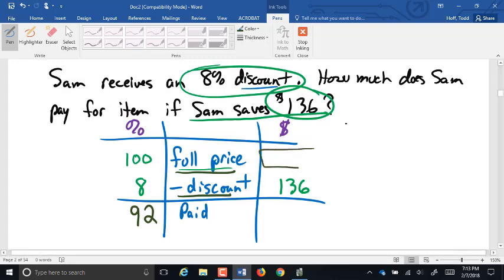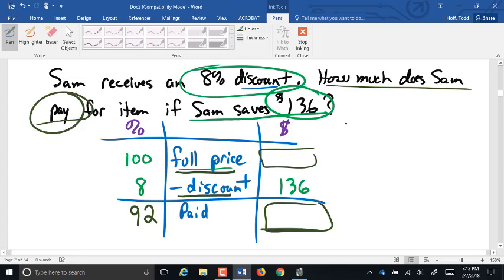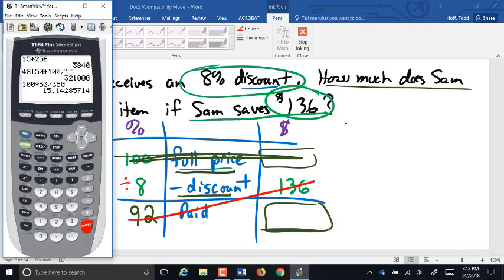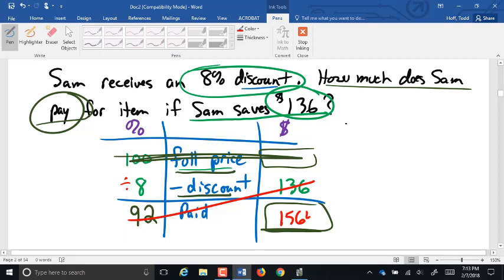What are we looking for? Are we looking for the full price or the amount paid? How much does Sam pay? We're looking for this number here. So we don't need that top row. So now we can cross multiply and divide here. 92 times 136 divided by 8. So it's $1,564 is what Sam paid.